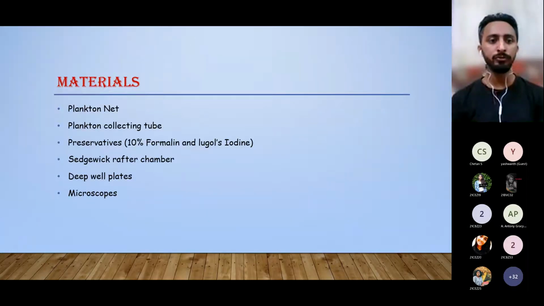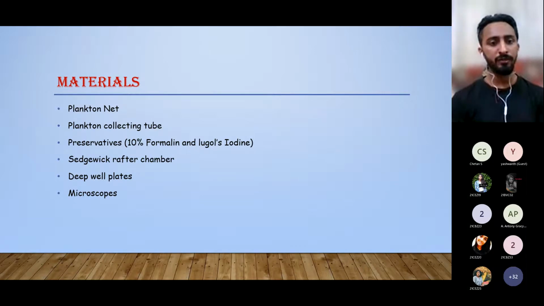So let's come to the materials that are required for collecting planktons. Firstly, we have the plankton net, which is a very big, huge net used for filtering plankton. And then you have the plankton collecting tube, which is attached at the end of the plankton net for all the plankton which are filtered through the net to be collected. Then we have preservatives, which are 10% formalin used mostly for zooplanktons, and Lugol's iodine, which is used only for phytoplankton.